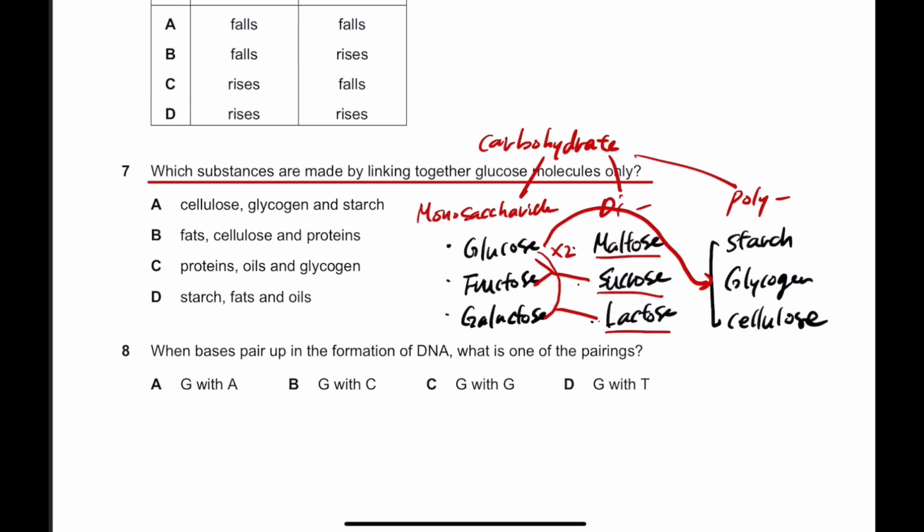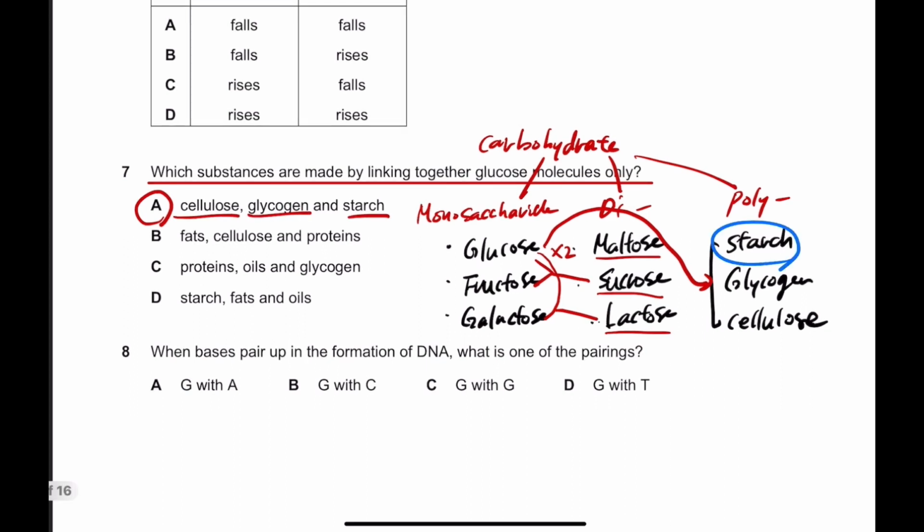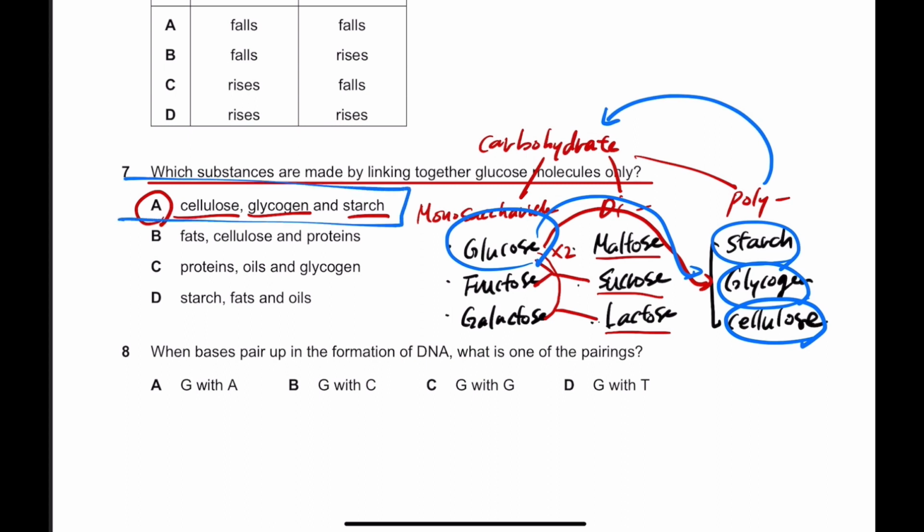Okay, so you can see that A, cellulose, glycogen, and starch are found here, which all belong to carbohydrates. And like I said before, they are made of glucose molecules. All of them are made of glucose molecules. They're actually made of different types of glucose molecules, but in IGCSE level, you guys don't have to know that. So anyways, the answer is A.